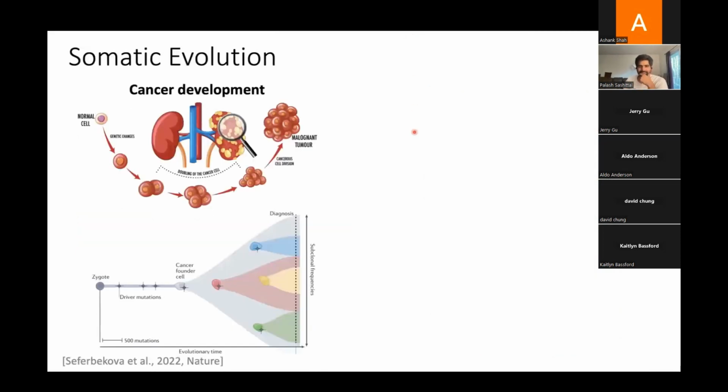There's more. In fact, cancer is also an example of evolution. We call it somatic evolution. Okay. So tumors. Actually, I'll talk about cancer more in the next few slides.